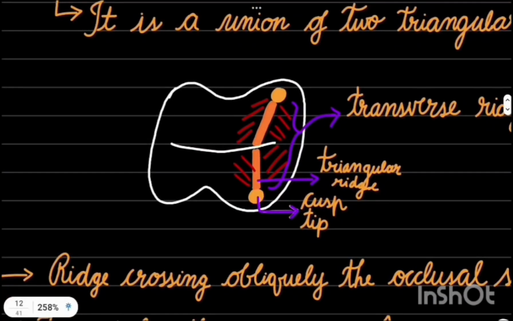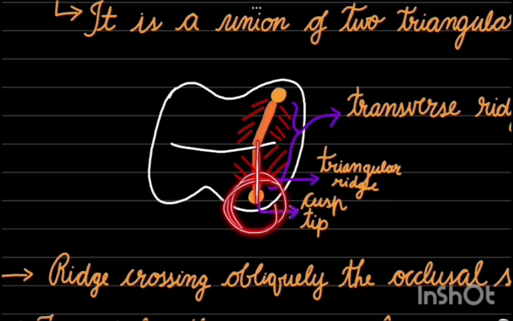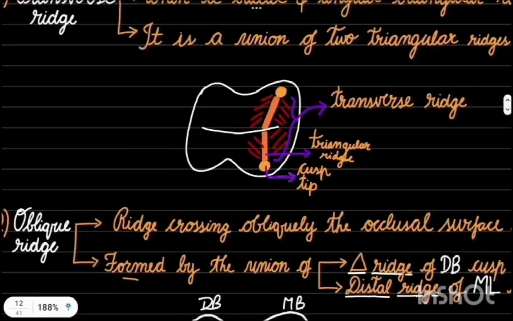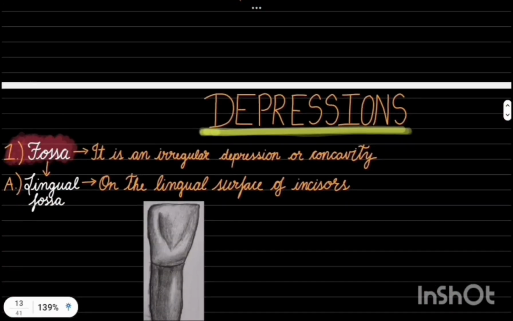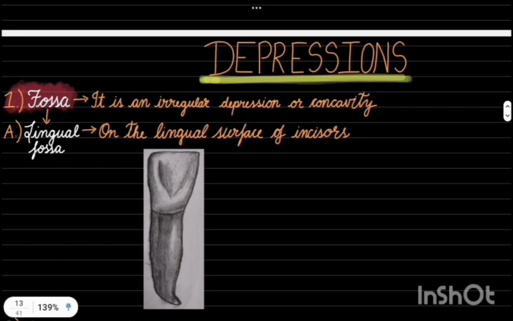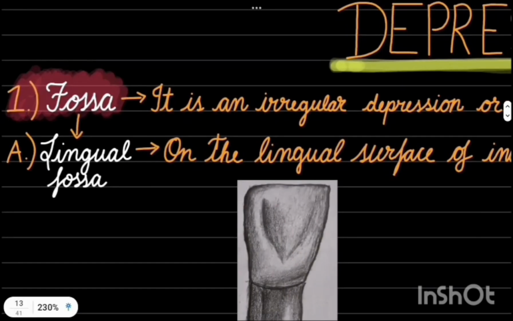So if we see over here, we have the mesiolingual cusp tip. This is the triangular ridge forming the transverse ridge, and here we will have the distal ridge forming the oblique ridge along with the distobuccal cusp. Moving forward, we have the depressions. Now the first depression we will see is the fossa.